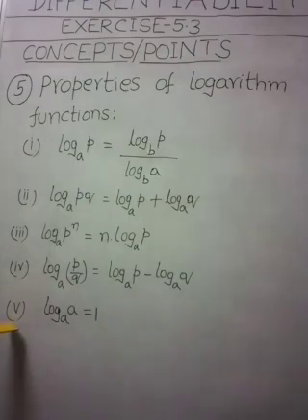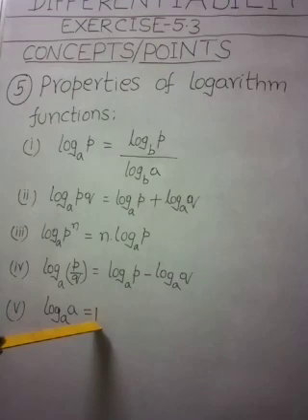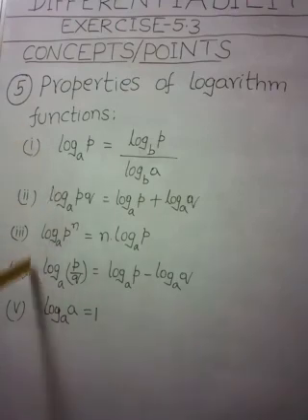Okay, my dear children, remember these properties well. And last property, log A base A. If number and base are equal, then its logarithm function value is 1. Understood these points, my dear children? Remember these five properties of logarithm functions. Okay, my dear children? Right.